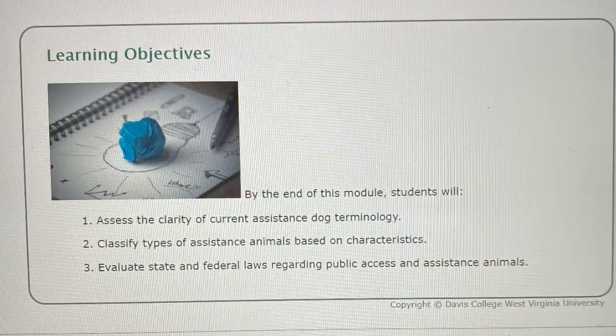animals. Learning Objectives. By the end of this module, students will 1. Assess the clarity of current assistant dog terminology, 2. Clarify types of assistant animals based on characteristics, and 3. Evaluate state and federal laws regarding public access and assistance animals.